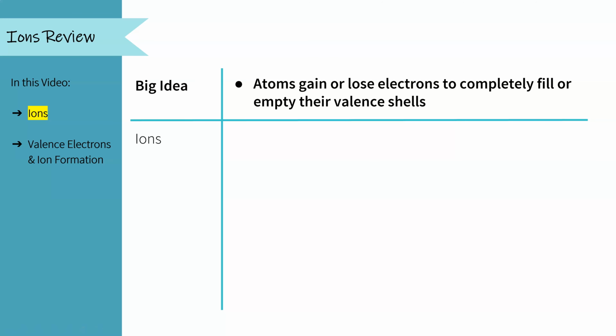Our big idea for this lesson is that atoms gain or lose electrons to completely fill or empty their valence shells. We'll come back to this idea a little bit later on in the lesson.